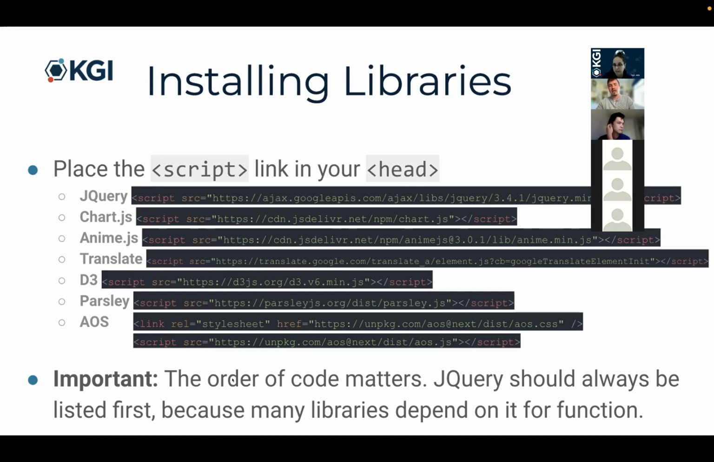One thing that I want to emphasize with any sort of library importing is that the order of the code matters. In general, we list jQuery first because there are a lot of libraries that depend on jQuery to work. So if things aren't working, maybe it's because you put one of these other scripts above jQuery and it depends on jQuery. The browser will read the code from top to bottom, so you want to import the most critical, most core libraries at the top.